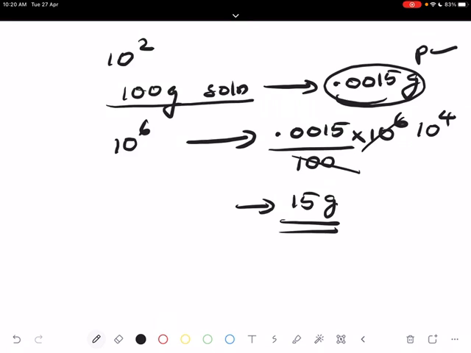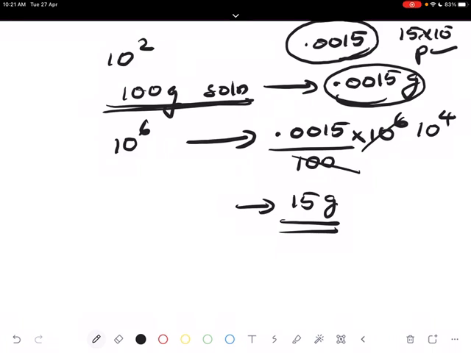So for 100 gram, they may give it in percentage. That is, 0.0015 gram of the pollutant is present in 100 grams. That means this much is the percentage. That is 15 into 10 to the power minus 4. So percentage will be given to you and you have to find out the ppm. What is ppm? 15 ppm.